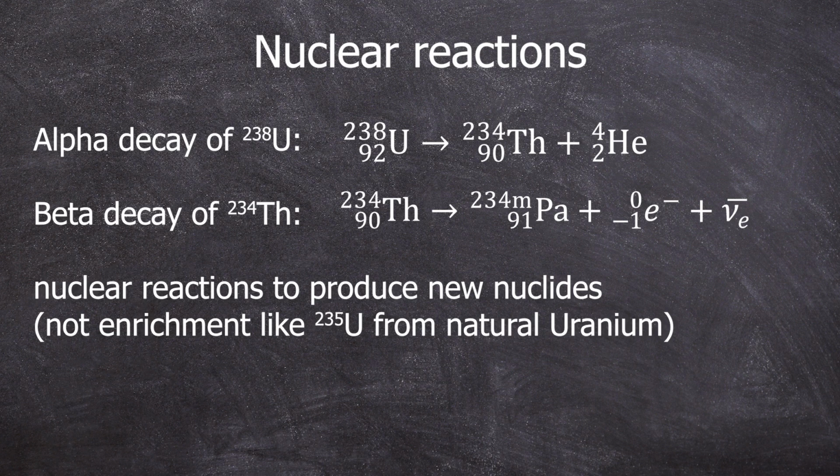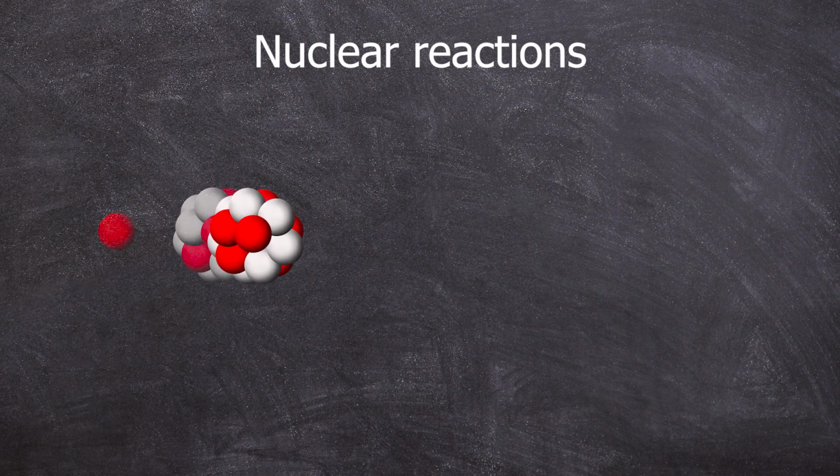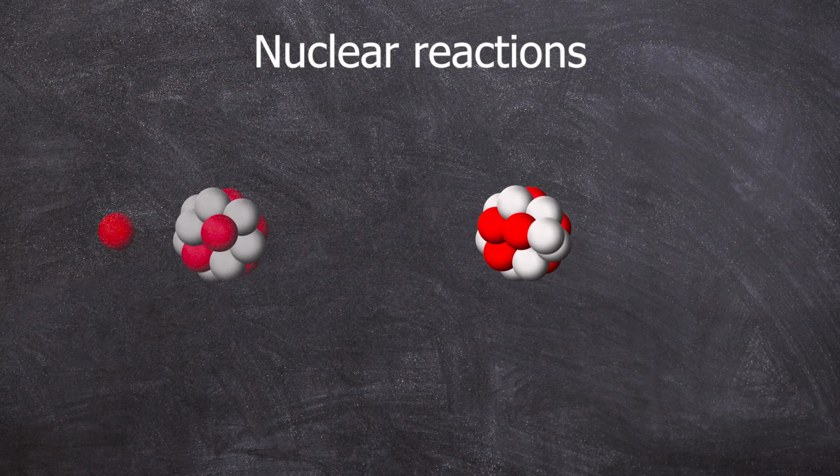Much more important is the targeted production of specific isotopes. So not enrichment where existing isotopes are separated, but the actual creation of isotopes that were not previously present in the material. You start with a target, the base nucleus, and then bombard it with a projectile. Possible projectiles in our case are protons, deuterons or alpha particles.